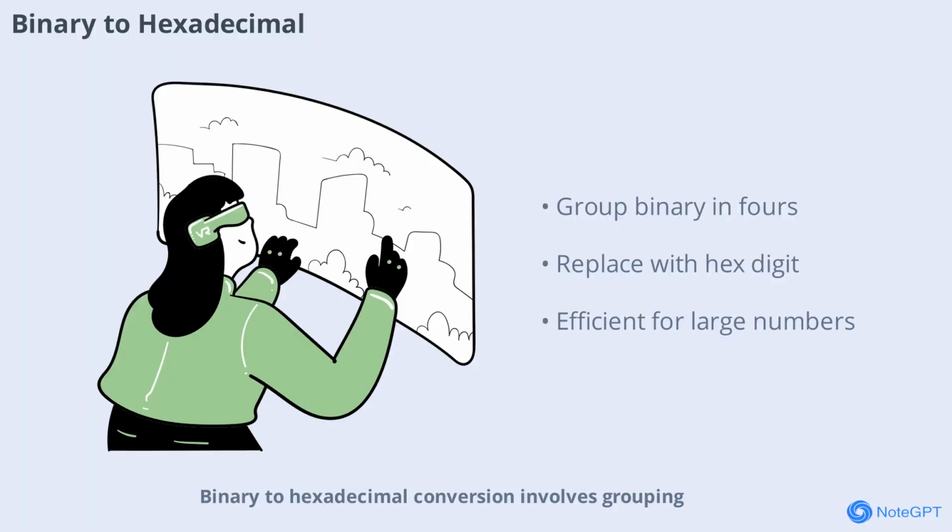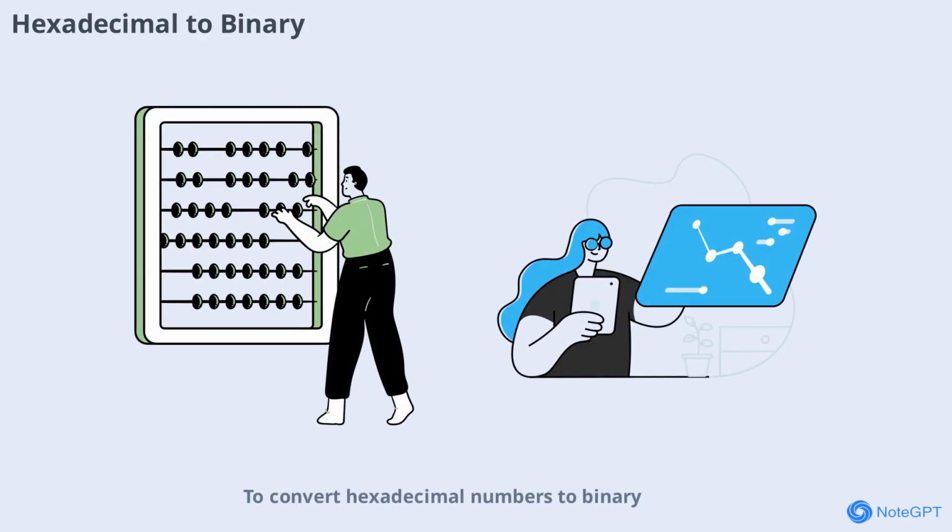Binary to hexadecimal conversion involves grouping binary digits into sets of 4, starting from the right. Each group is then replaced by its hexadecimal equivalent. This method is widely used in programming and digital design for its simplicity and efficiency. To convert hexadecimal numbers to binary, replace each hex digit with its 4-digit binary equivalent. This conversion is straightforward and helps in interpreting hexadecimal data in binary form, which is essential for low-level programming.